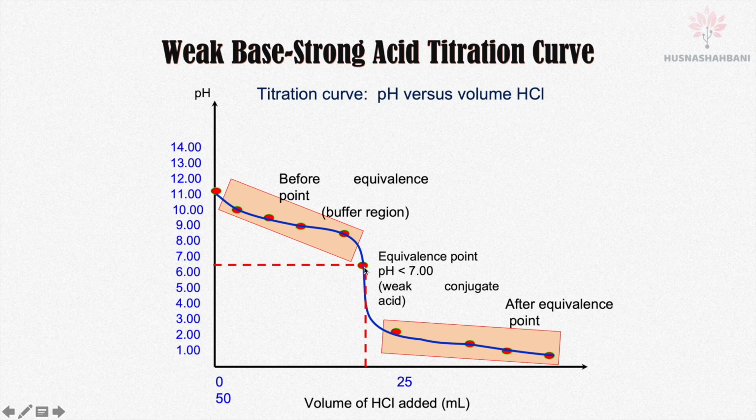At the equivalence point, pH is less than 7. When pH is less than 7, it means that the solution at the equivalence point only contains salt and water. So pH less than 7 means that it is an acidic salt, or weak conjugate acid. And then after the equivalence point, we have more and more HCl, excess HCl, and no more weak base, so that's why the pH decreases after the equivalence point.